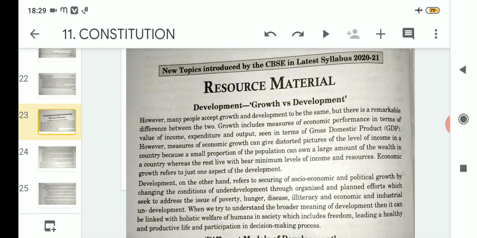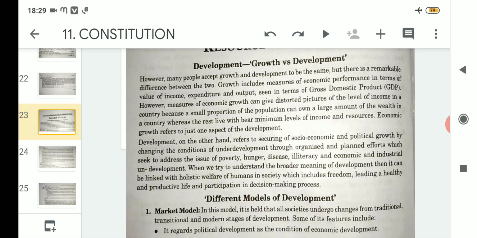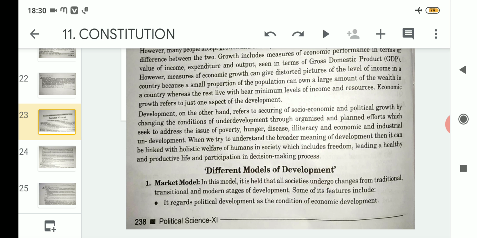In the previous class we read about the difference between growth and development, where we learned that growth is related to measuring economic performance in terms of GDP, whereas development looks at all-round development and the main issues related to daily life like poverty, hunger, disease, illiteracy, and economic as well as industrial development. So today we will discuss the two different models related to growth and development. So let us proceed then.